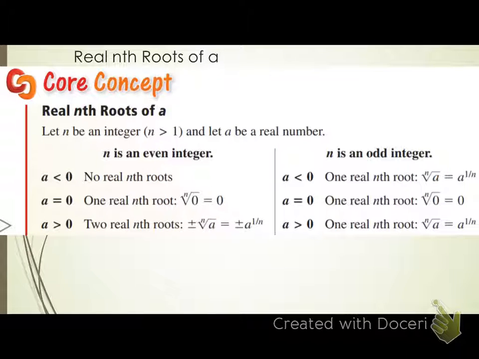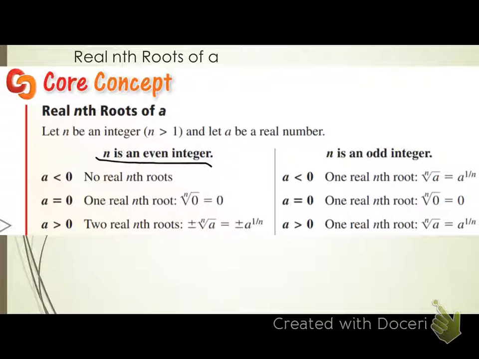So let's talk about real nth roots of a. Let n be an integer, n is greater than 1, and let a be a real number. So we're talking about the nth root of a. A is just our numbers, the n's are roots. So let's talk about this left column first. So let's talk about when n is an even integer. So I'm taking an even root of our numbers.